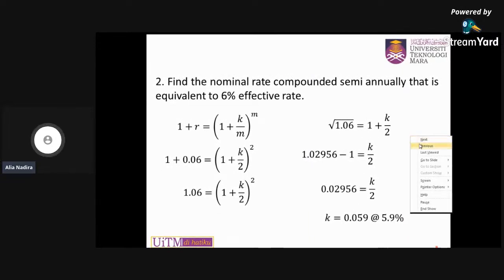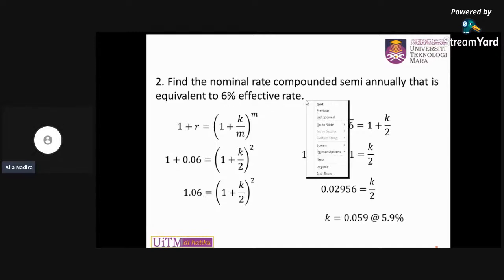Okay, next is, let's say we want to find K, but we have 6% effective rate. Okay, terbalik pula. So we want to find your K with the given R. Okay, so R 0.06, K, M. M is compounded semi-annually too. Okay, so this one you add up 1.06.